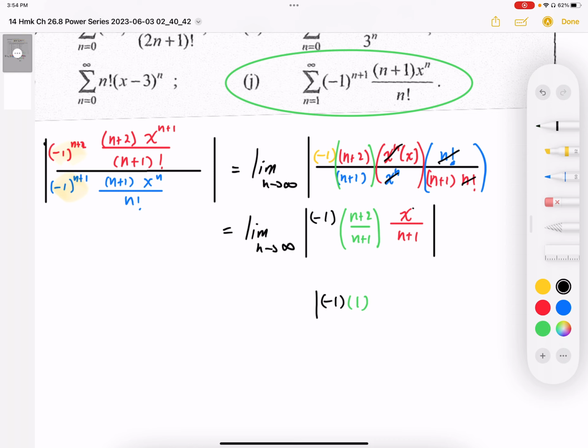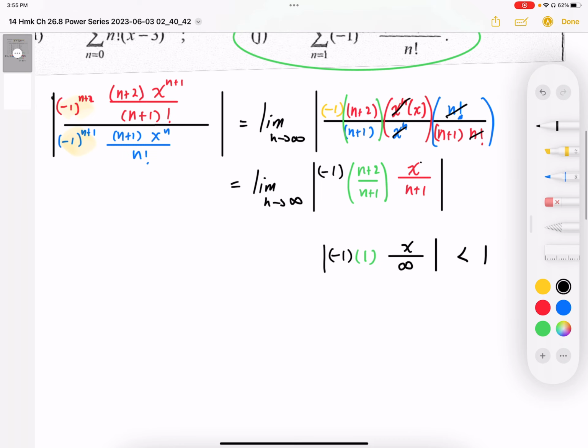And then for this term here, we have x over infinity, and we need that to be less than 1. This will be true for all values of x. So our radius is equal to infinity, and the domain is x is all real numbers, because regardless of what number we choose for x, the infinite limit of this is going to be less than 1.